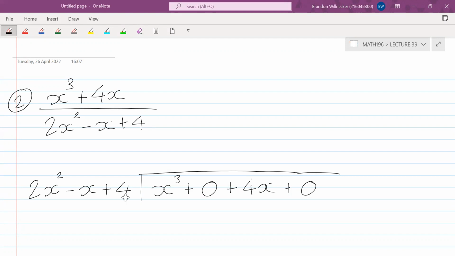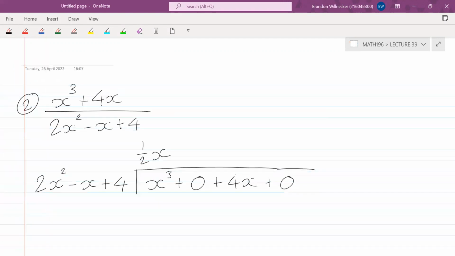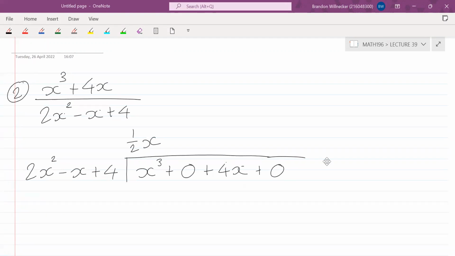X cubed divided by 2x squared, that's going to be 1/2 x. Okay, we're not worried about the lower order terms. That will come later as we do the division. We're only interested in this x cubed part. That's the largest. Okay, then we multiply through. So we're going to end up with x cubed minus 1/2 x squared plus 2x.